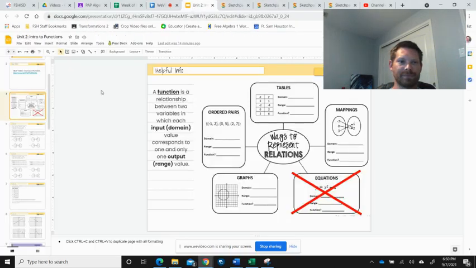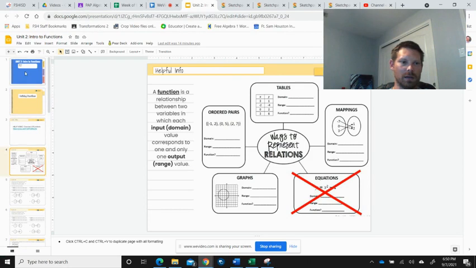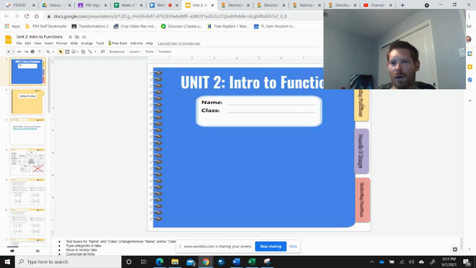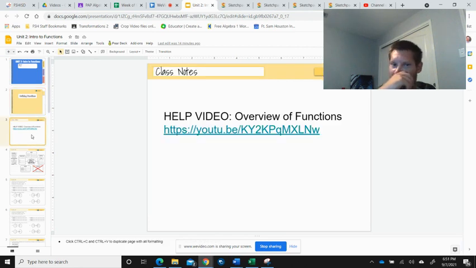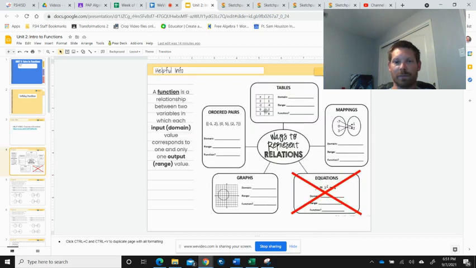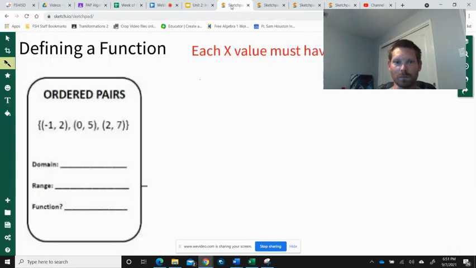Alrighty. So the first section in Unit 2 is defining functions. All right, so we're talking about defining functions. You can find my last help video up there for the overview. We're focusing on this slide right here. And it's pretty simple to define a function. For something to be a function, each x value must have only one y value.